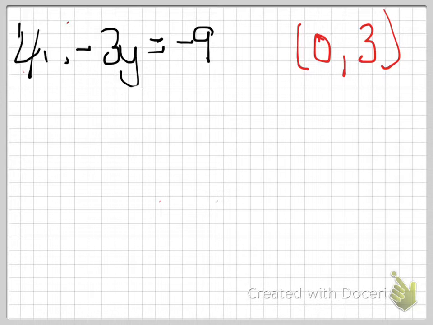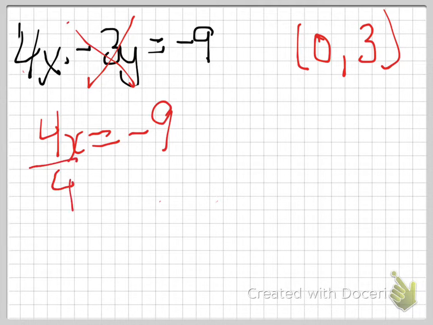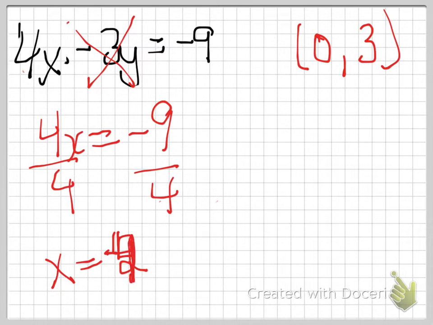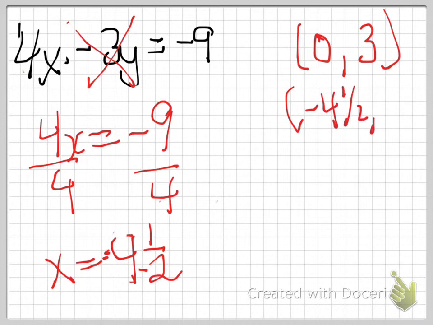This time, I'm going to cover up my y. So I have 4x equals negative 9. So divide both sides by 4. I get x equals negative 2, negative 4 and 1/2. Sorry, let me erase this 4, make it a little bit better. Negative 4 and 1/2. So now I have negative 4 and 1/2, 0. So now all I have to do is graph this.